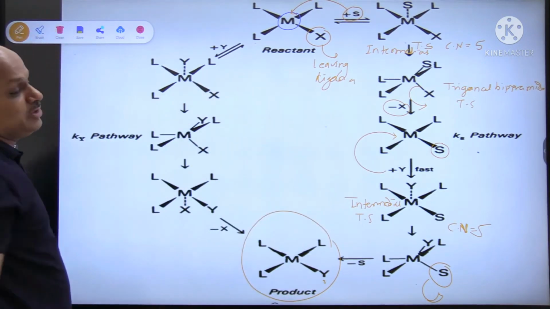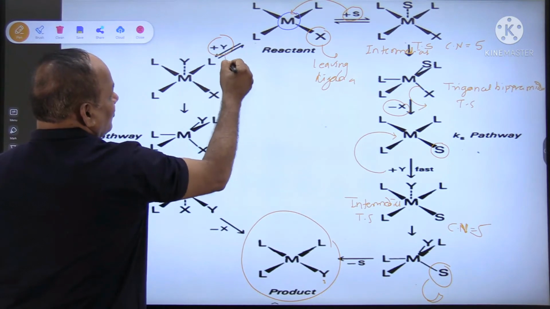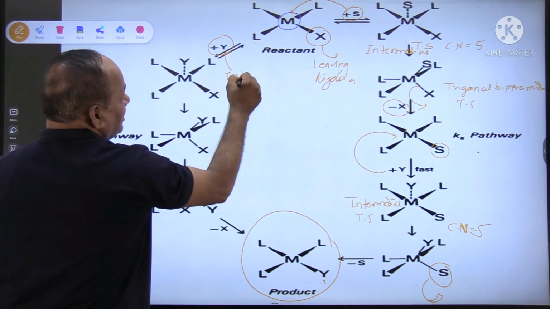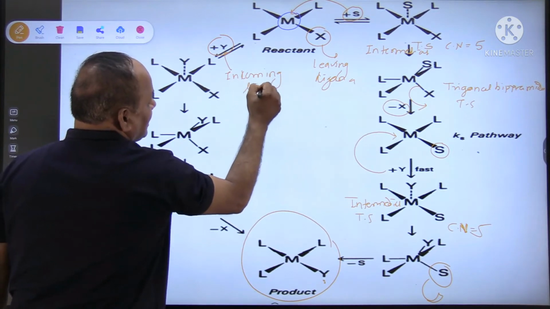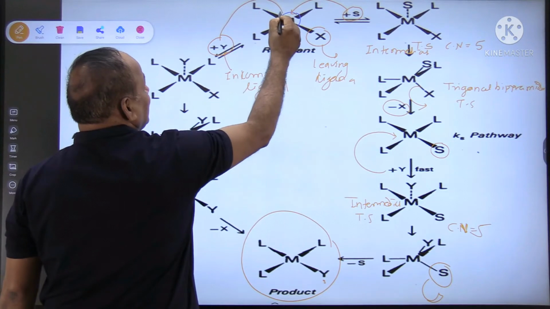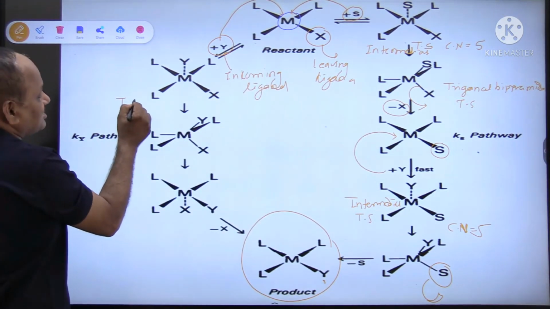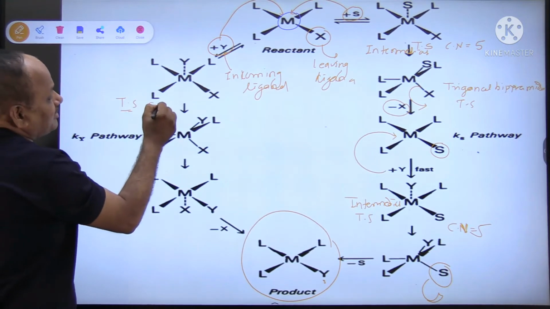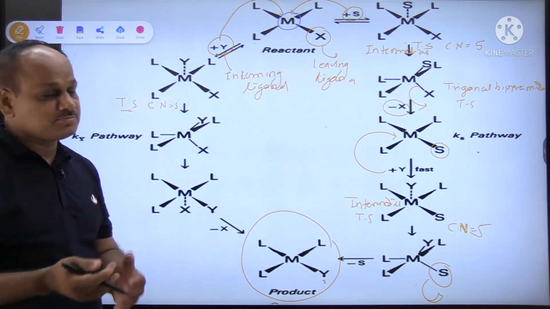Then the second pathway, you see here, Y is the incoming nucleophile. The incoming ligand acts as a nucleophile. Then Y directly attacks the central metal ion, and you will get a transition state. The coordination number of that transition state is 5, and the geometry is square pyramidal.